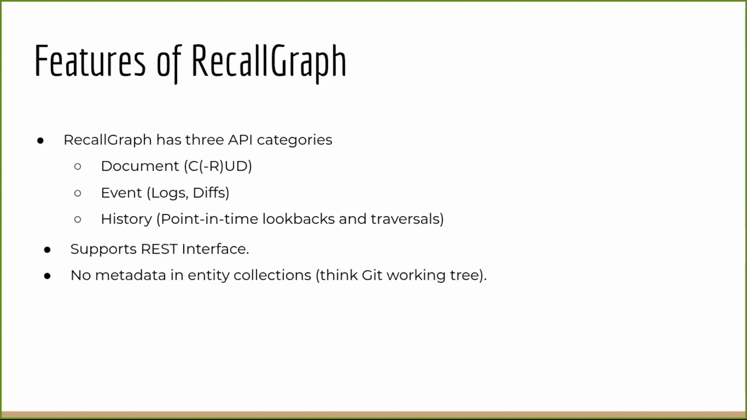And this is, again, in some ways similar to Git, wherein if you have a local Git repository, basically a Git working tree, you can see that your files and folders, to a large extent, are not polluted. The folder structure is not polluted with too many of Git's own bookkeeping files. Most of the stuff is in a top level .git folder. And RecallGraph does something very similar. It does not insert any of its metadata into any of the user's collections.